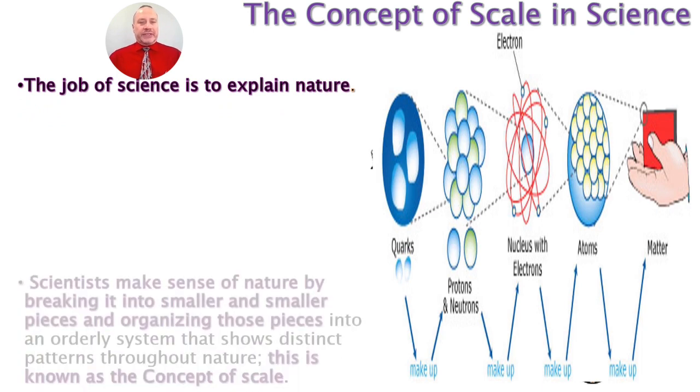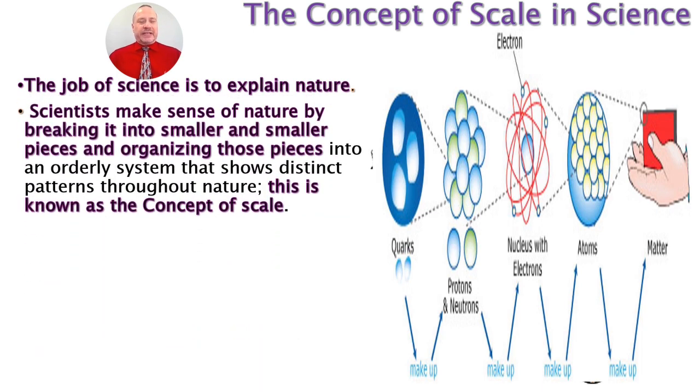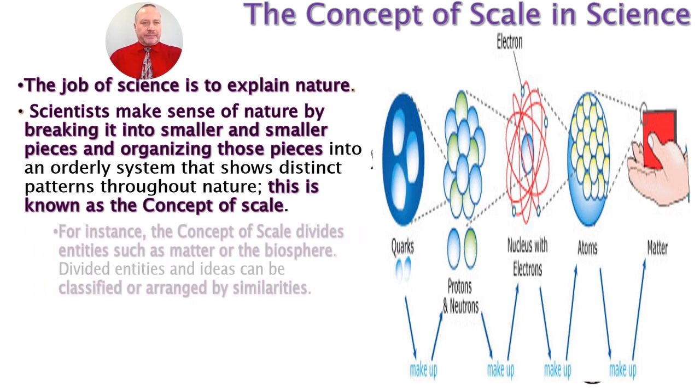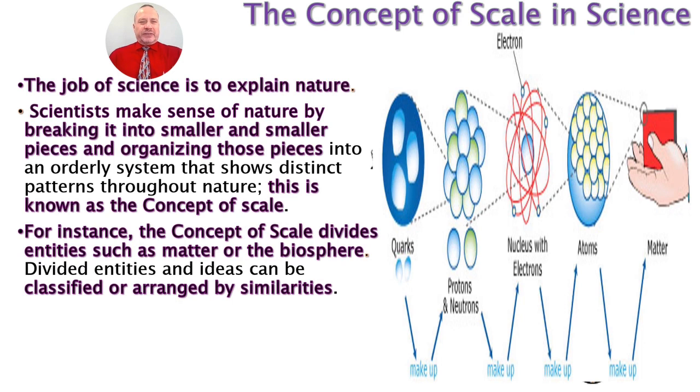The job of science is to explain nature. Scientists make sense of nature by breaking it into smaller and smaller pieces and organizing those pieces into an orderly system that shows distinct patterns throughout nature. This is known as the concept of scale. Look at that picture again. Matter divided into atoms, atoms divided up into the nucleus and the energy levels, the nucleus divided into protons and neutrons divided into quarks. For instance, the concept of scale divides entities such as matter, you just saw that, or the biosphere.